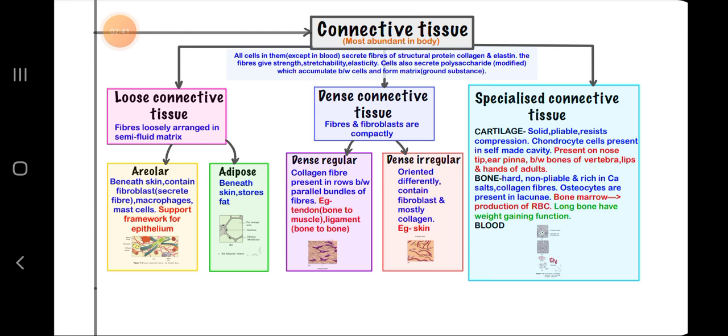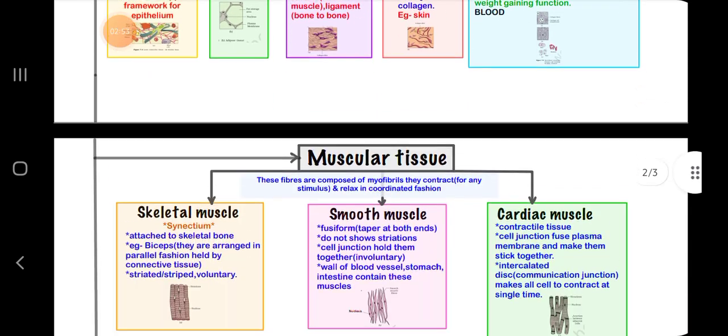Bone is hard, non-pliable and rich in calcium salt and collagen fibers. Bone marrow is the site of production of RBC. Long bones have a weight-bearing function.